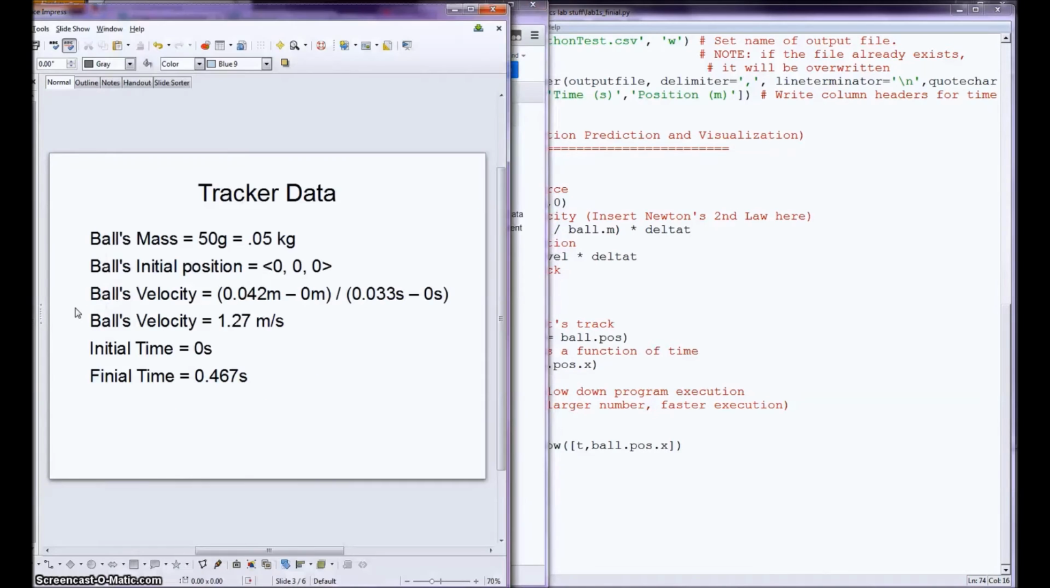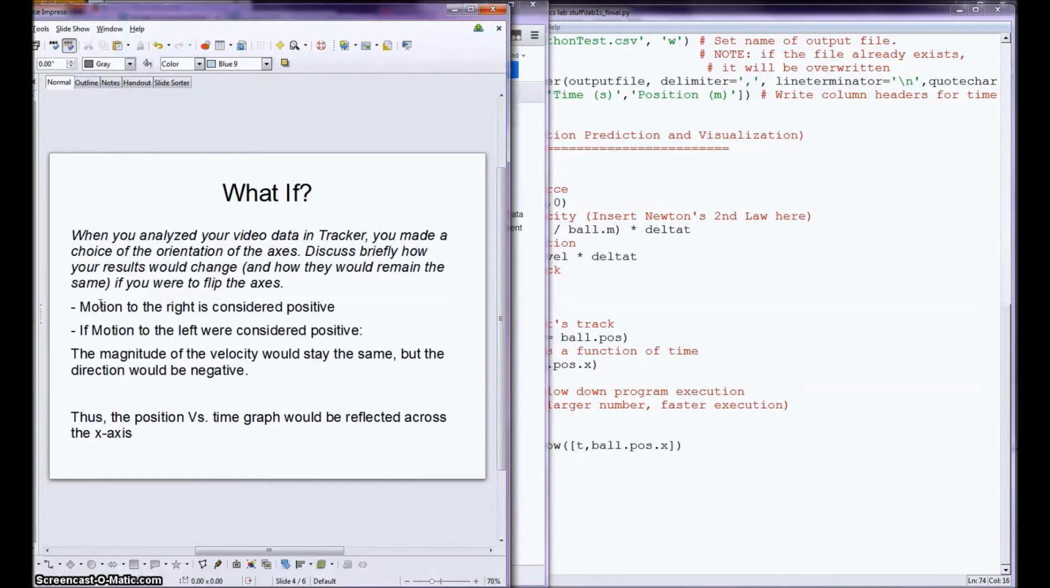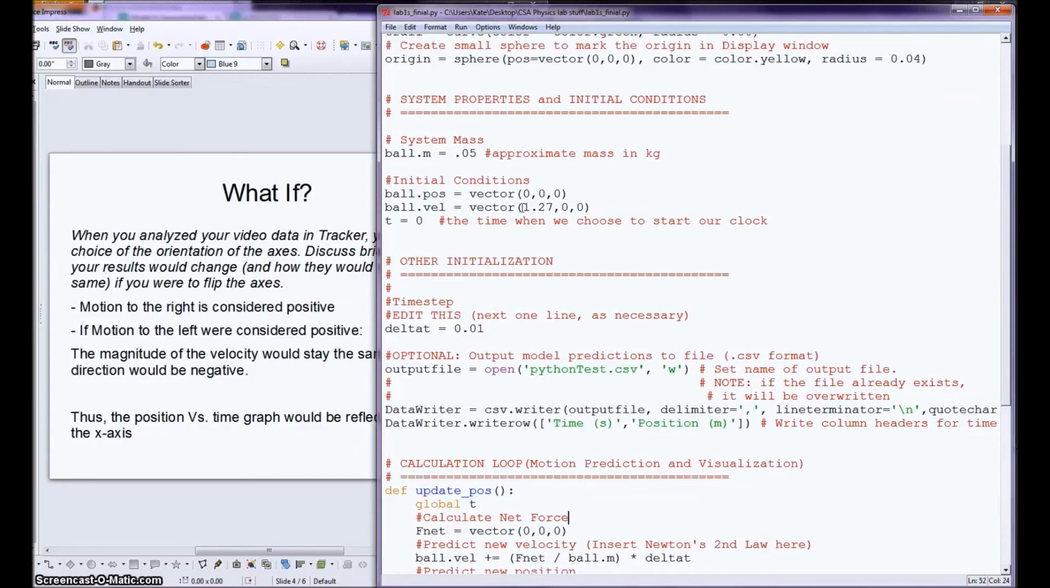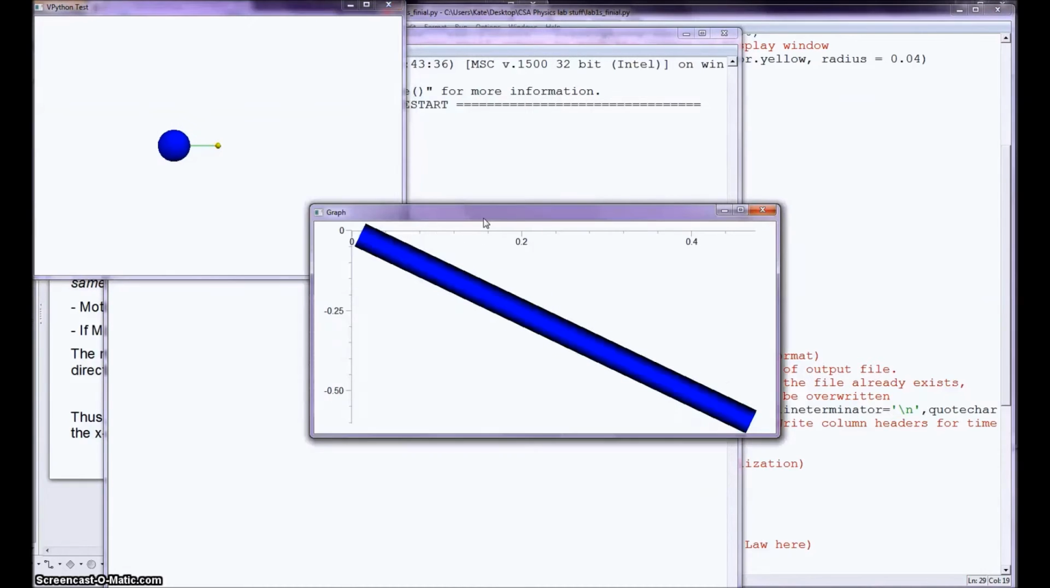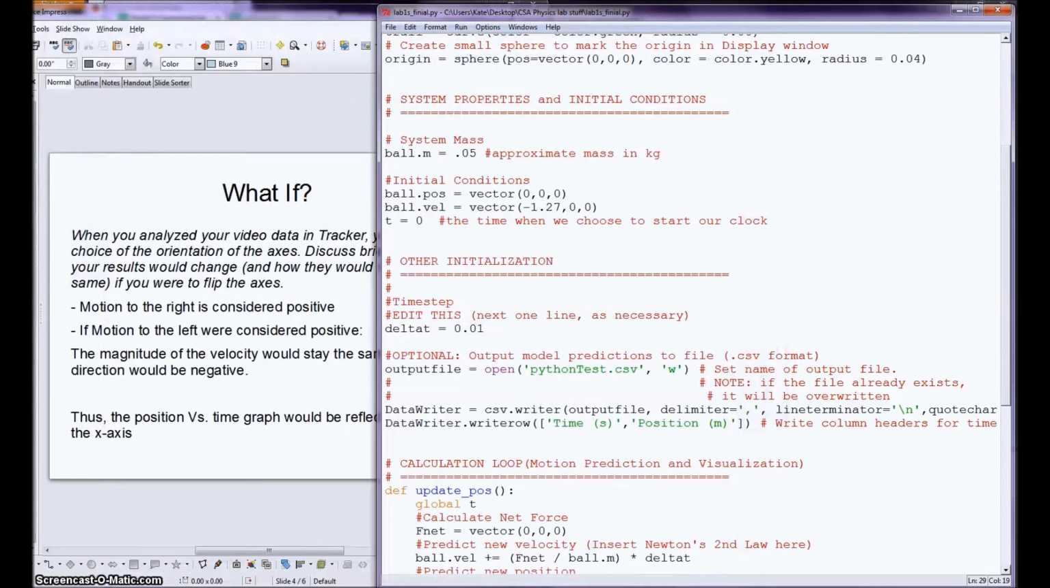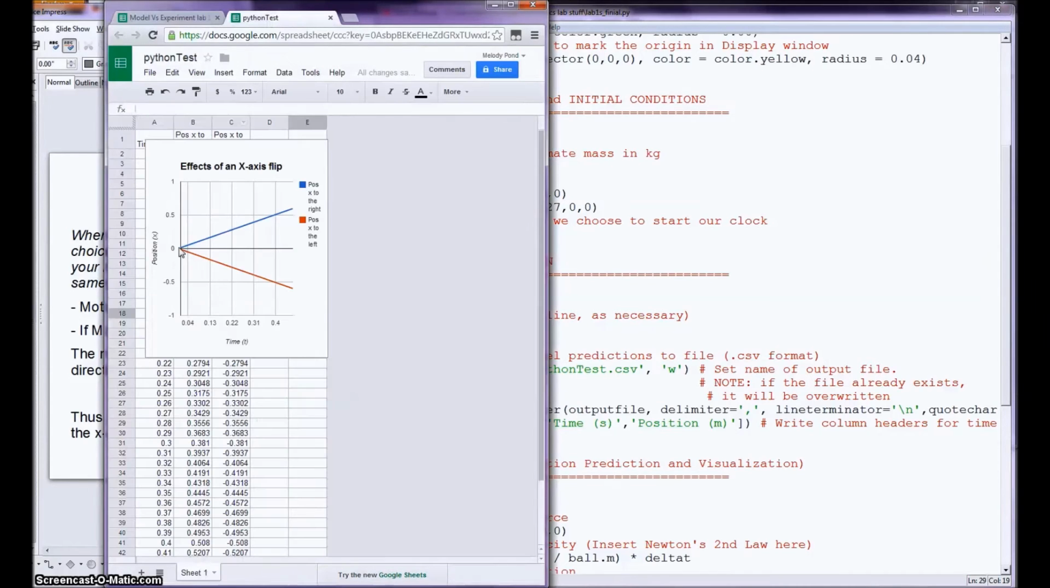Now, this all assumes that motion to the right is considered positive. But what if I flipped the axes so that motion to the left were considered positive? In that case, the magnitude of the velocity would stay the same, but the direction would become negative. To show that, I'll just make the velocity negative in my model and run it, and we see that we still get a graph, but the graph is now negative. If we take a look at a comparison between the old graph and the new graph, we see that the new graph is simply the old graph reflected along the x-axis.